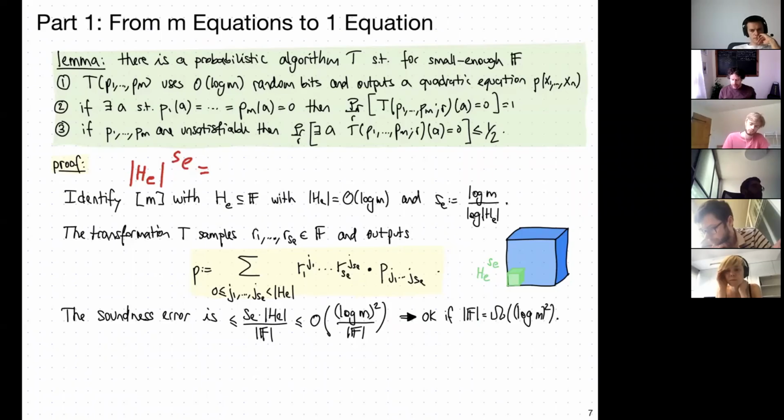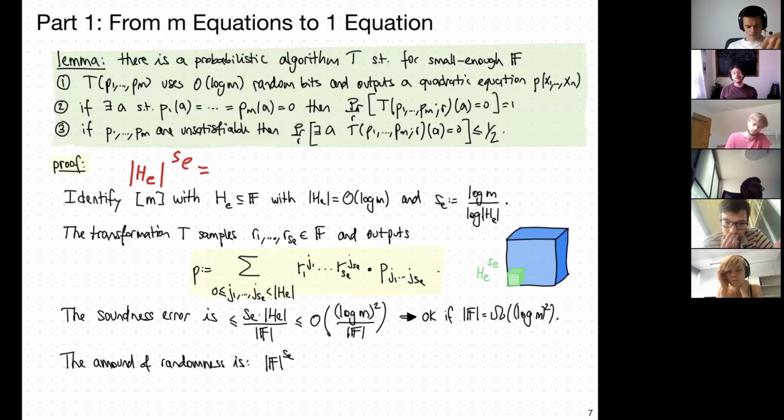And I think we'll also see that in the next slide, so maybe it would give a different perspective. So just to say, the amount of randomness that we have, what is it? It's like we're choosing only SE different elements from F, so it's F to the power of SE. And what is F to the SE?